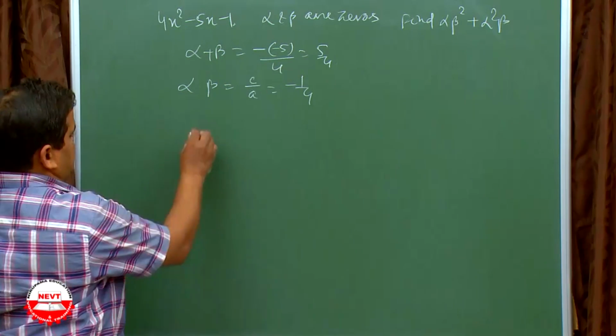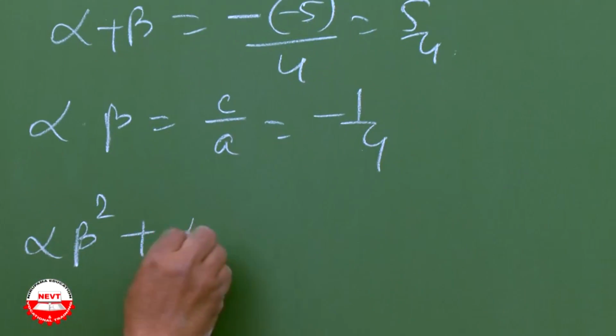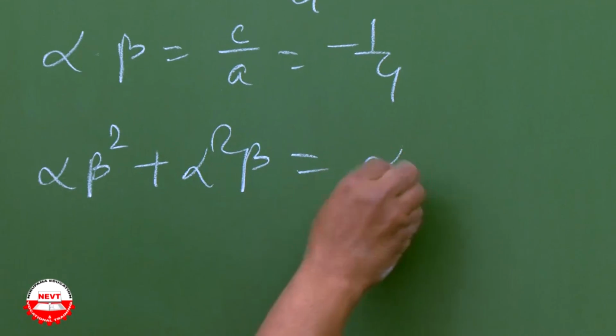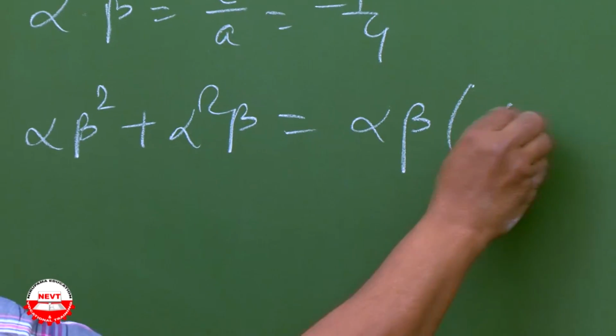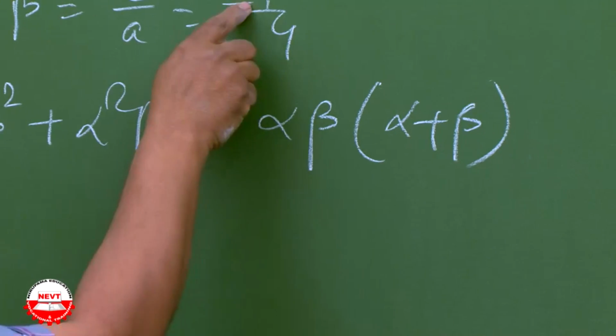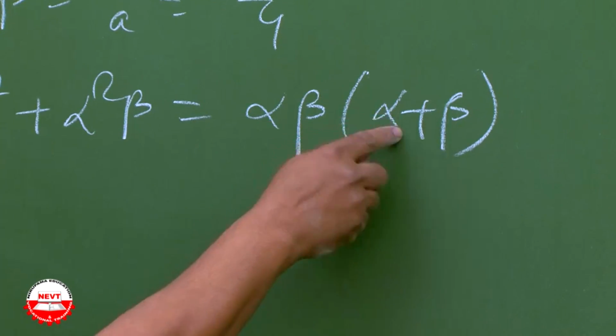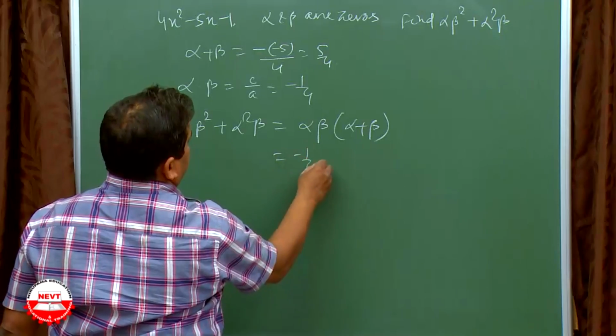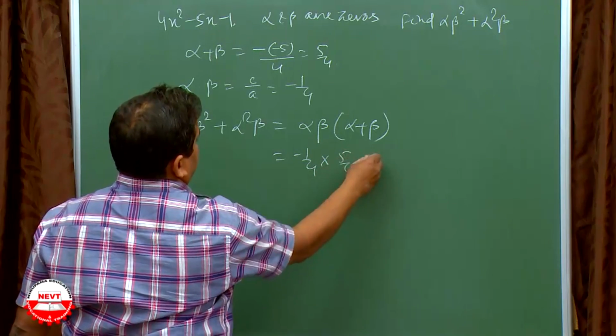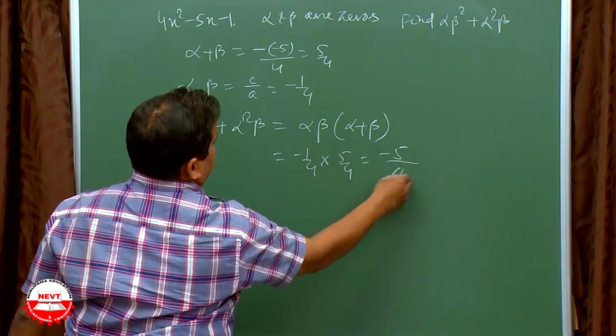Next, alpha beta square plus alpha square beta. It means take alpha beta as common, it will be alpha plus beta. Now substitute the values, minus 1 by 4 into 5 by 4, which is minus 5 by 16. Is it okay?